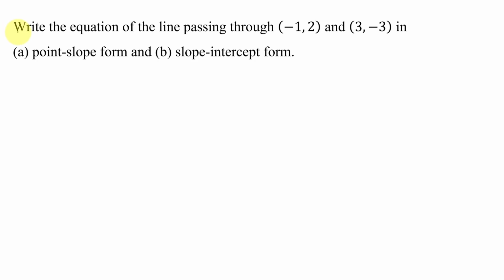In this example, I need to write the equation of the line passing through the point (-1, 2) and the point (3, -3), and the equation needs to be in A, point-slope form, and B, slope-intercept form. Notice both forms of the line involve the slope. Were we given the slope? No, but we were given 2 points.